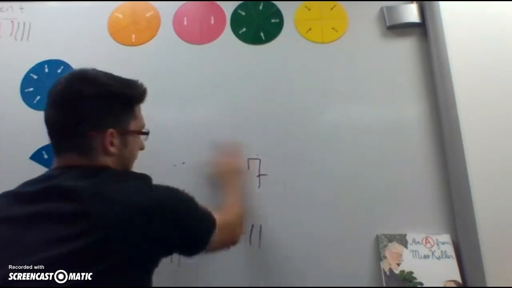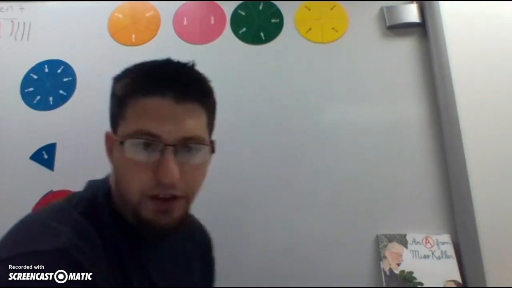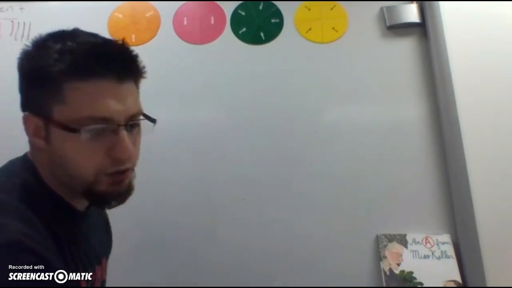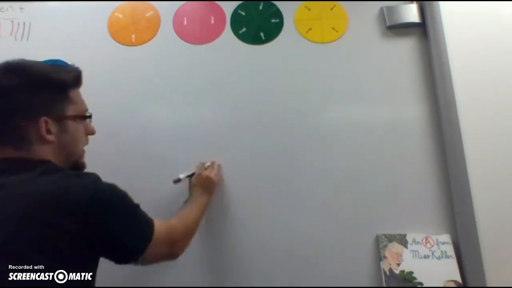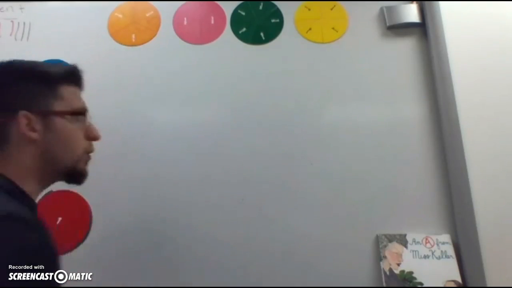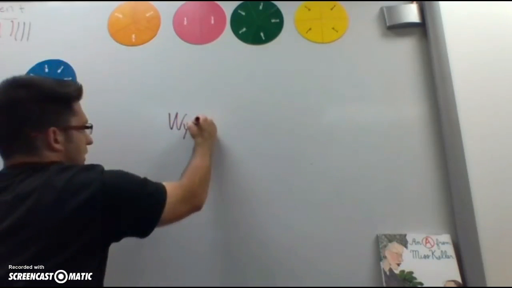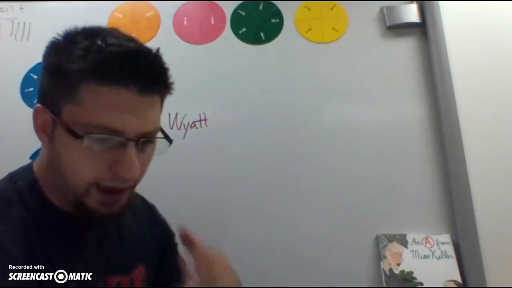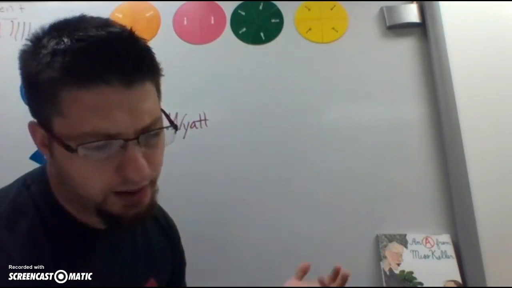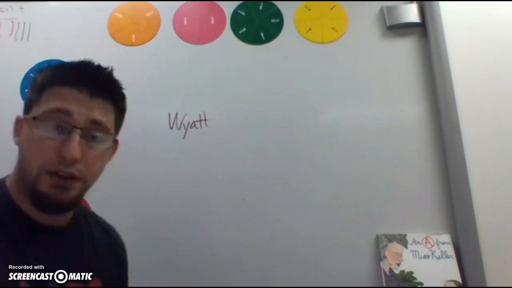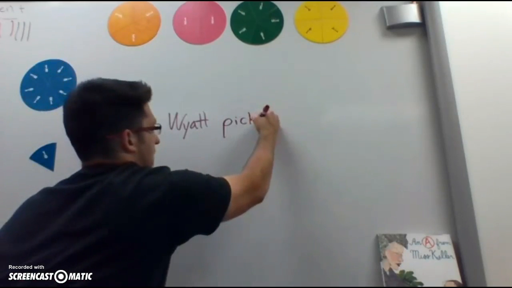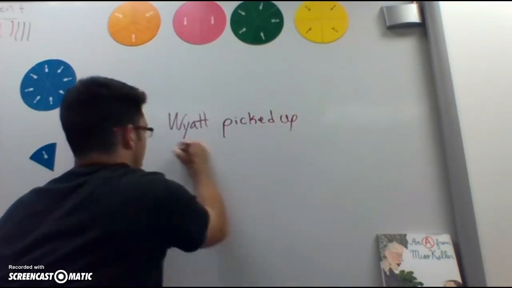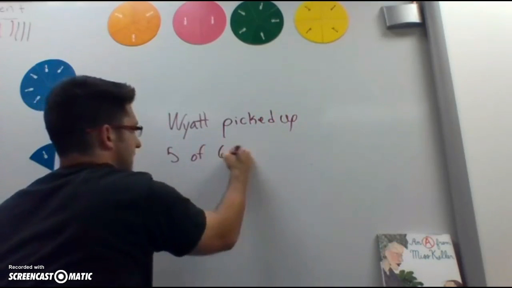So now we're going to look at it in the form of possibly a word problem. Let's say, who's a good name to use? Let's say Wyatt. Let's say that Wyatt picked up 5 of the 6 apples. Say he went to the store, he's supposed to get 6 apples. Wyatt picked up 5 of 6 apples.